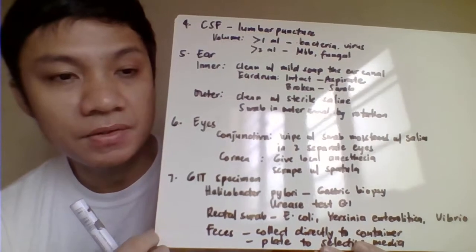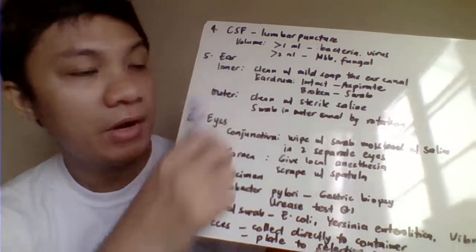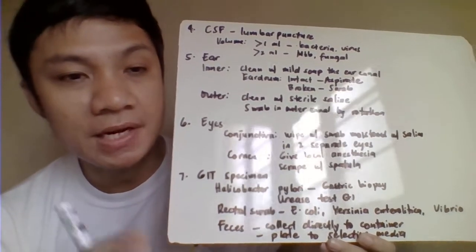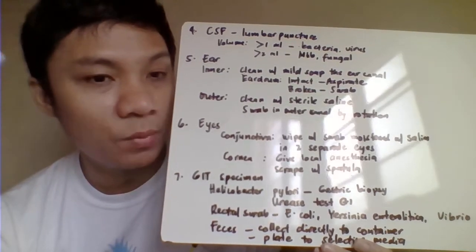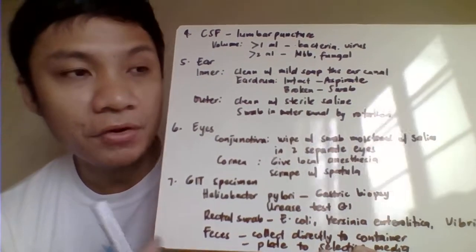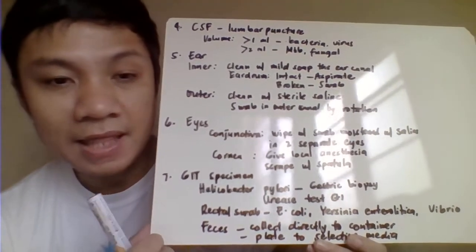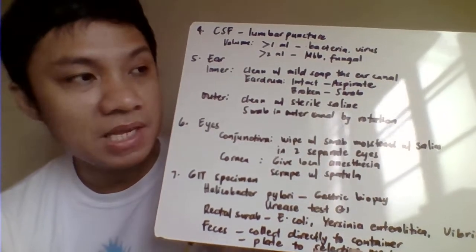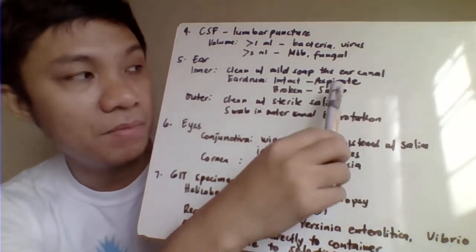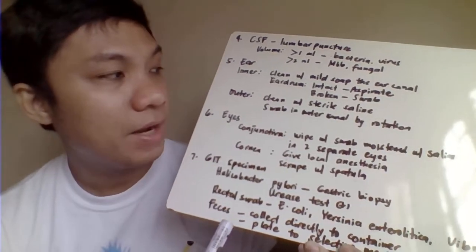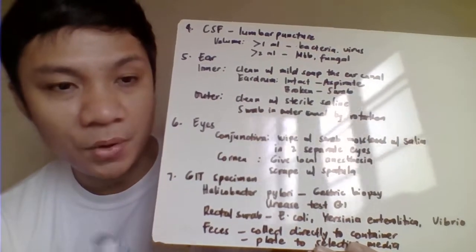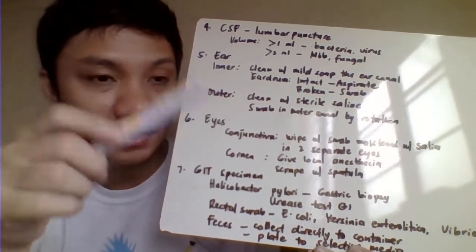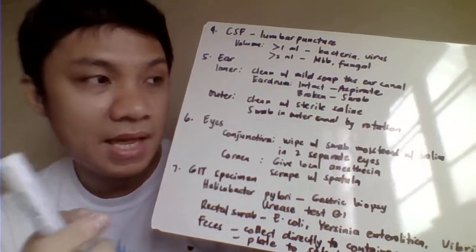Okay, we have here the ears. When you're collecting a specimen for the inner ear, you should use a flexible swab and insert it into the inner portion. But before you do that, first clean the ear canal with mild soap. If the eardrum is intact, try to perform aspiration. But if the eardrum is broken, then you just need to swab. Swabbing is just rotating. Rotate it for like 5 seconds.